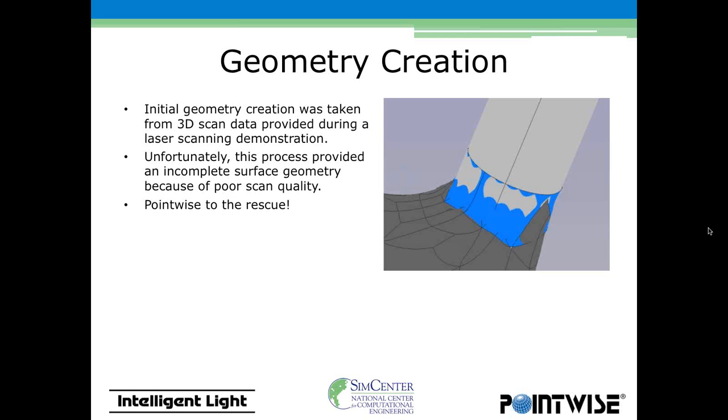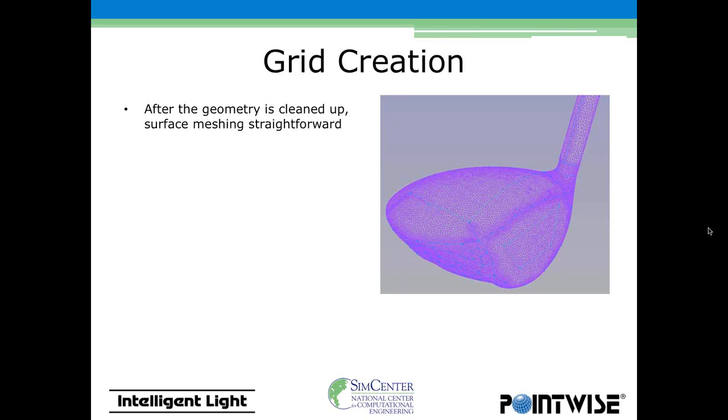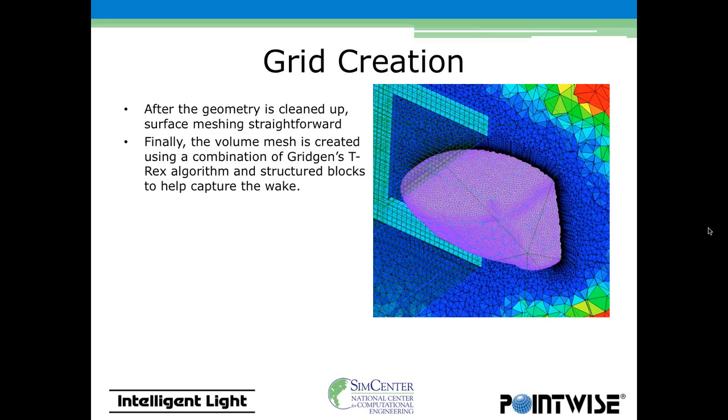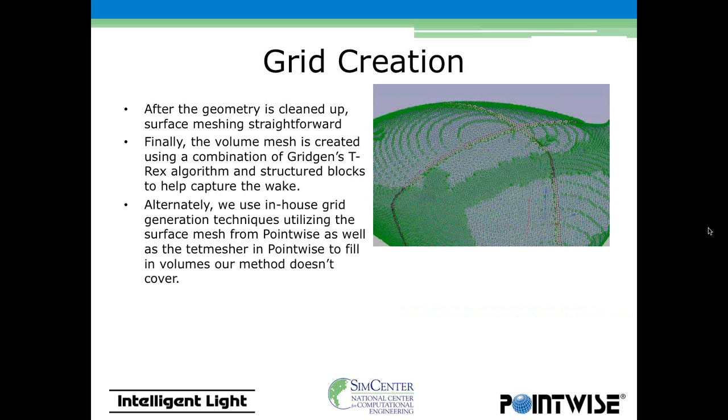I was able to make a patch between the golf club head itself, that you see there in blue, and the nominal shaft. After that, creating a grid on a surface was very easy, very straightforward. And then the volume mesh was also very easy, and used a combination of structured blocks to capture vorticity wakes off the back of the club, as well as GridGen's T-Rex algorithm to create the viscous layering necessary.